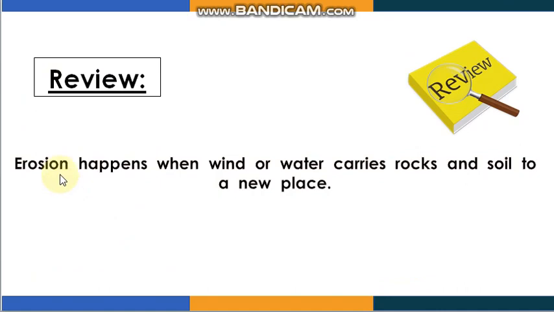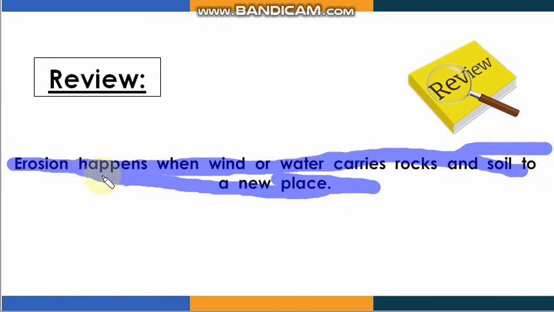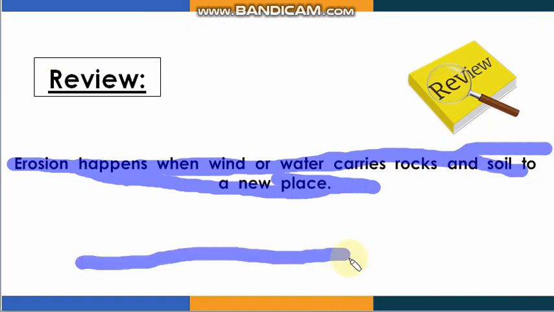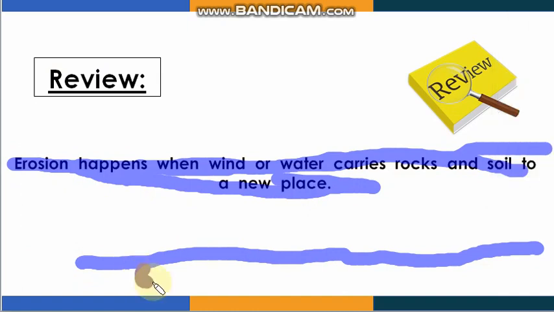So let's read what's written over here. Review. Erosion happens when wind or water carries rocks and soil to a new place. So this is very important, everyone. Here is the definition of erosion. Erosion happens when wind or water carries rocks and soil to a new place. So let's say that this is the river, everyone. And the river keeps moving, right? Sometimes the river will move these rocks from place to place. Do you see these rocks? The river will carry them from place to place.